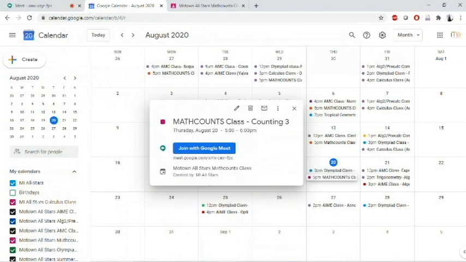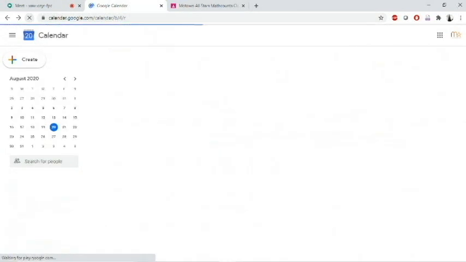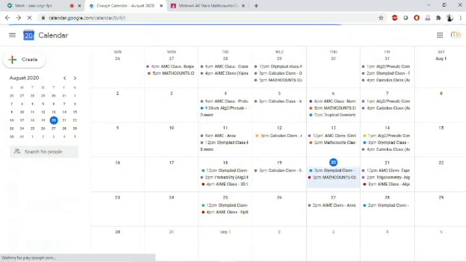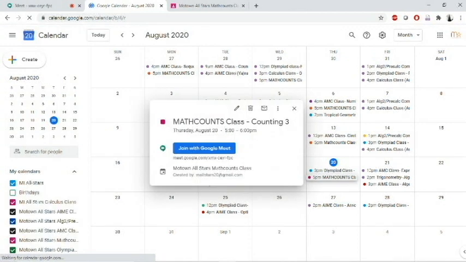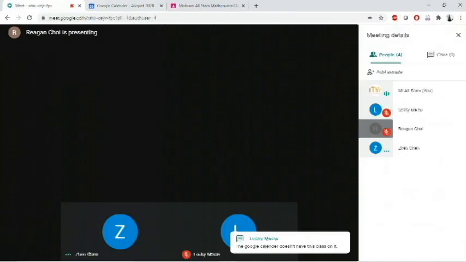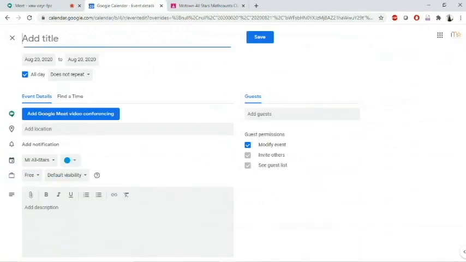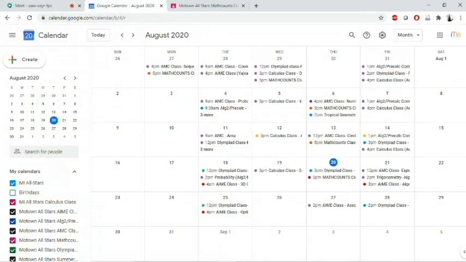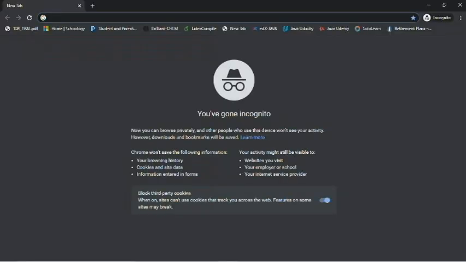Hold on. The Google Calendar doesn't have this class on it. What? It does. I thought it does for me. I don't know. That would explain why no one's here. Let me go to an incognito window and figure it out.